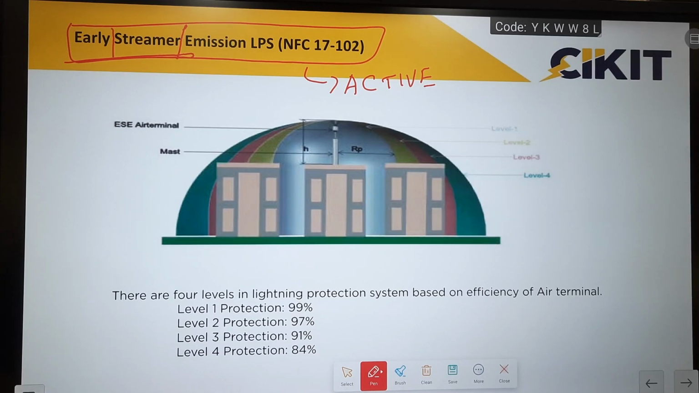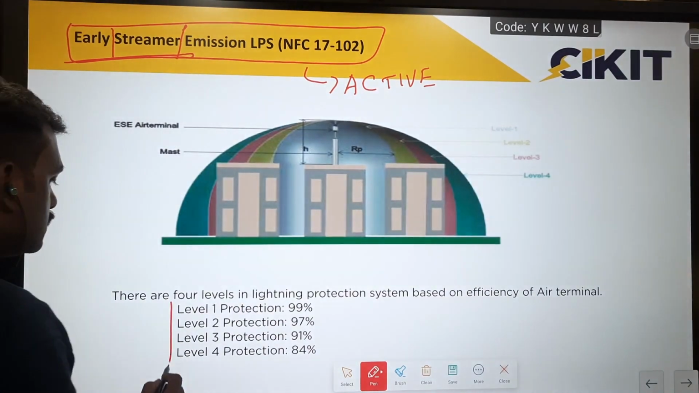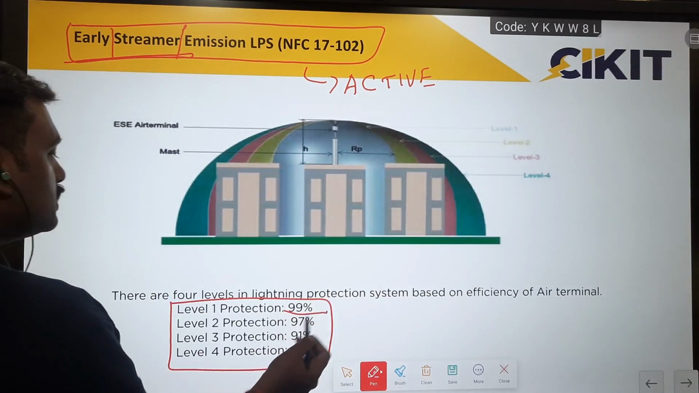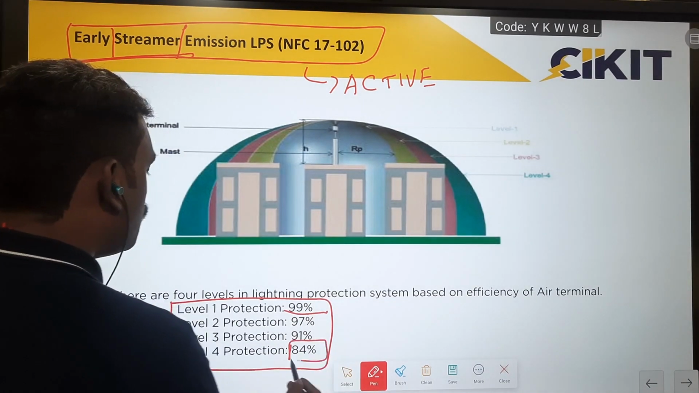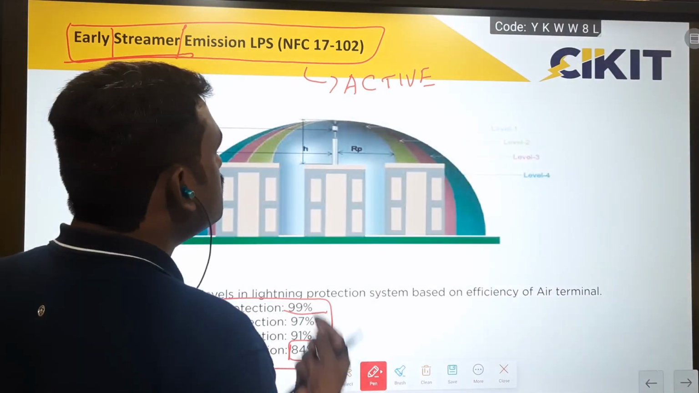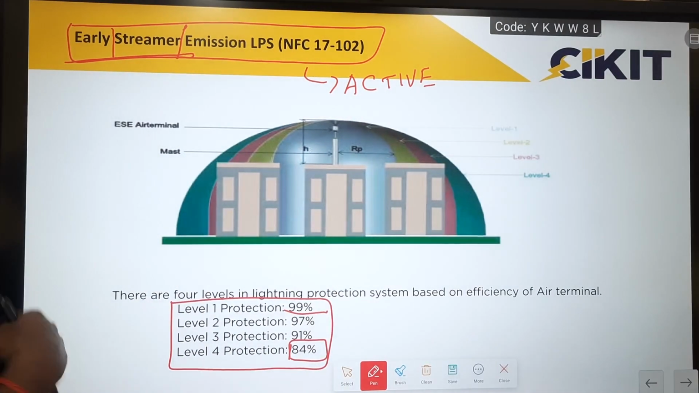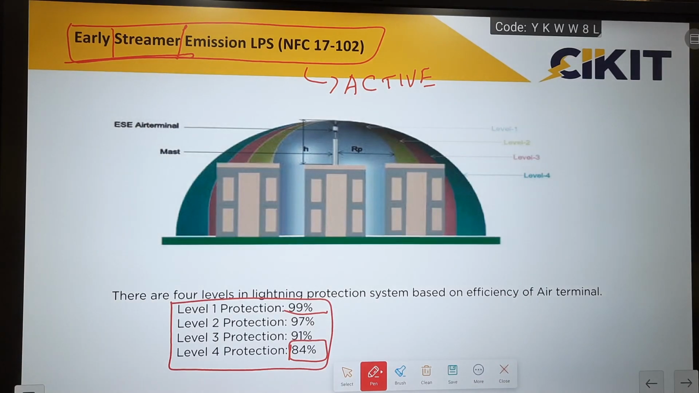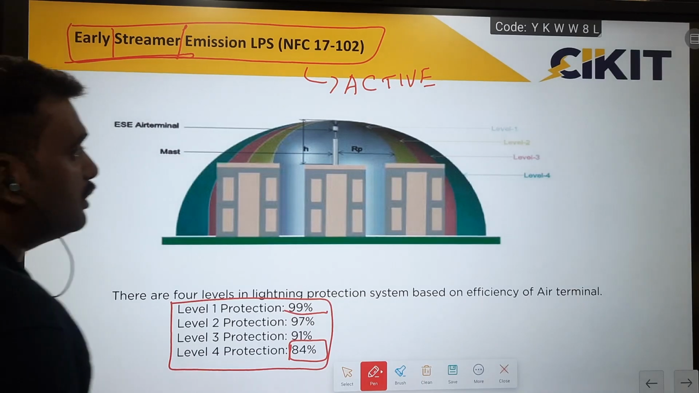Based on the time advance, we classify the models of ESE air terminals. For ESE also, we have four levels: level 1 provides 99% and level 4 provides 84% protection. Since this sends the trigger in advance, the area protected by these early streamer emission terminals will be higher than the area protected by conventional terminals.